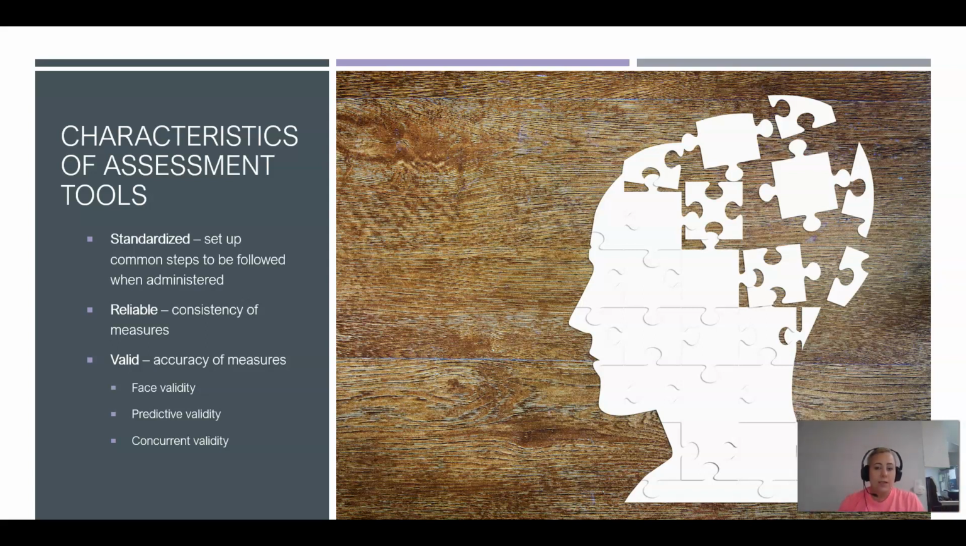One more point. If I measured head circumference as indicative of intelligence, that's not a valid measure of intelligence, right? It's reliable. I'm going to get the same results each time, but it's not accurate, right? That's not indicative of intelligence. And so we have different levels of validity, including face validity.